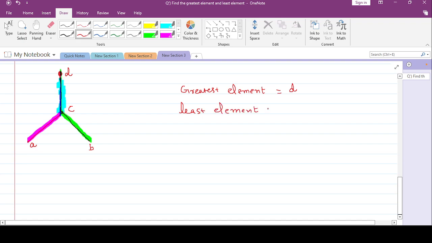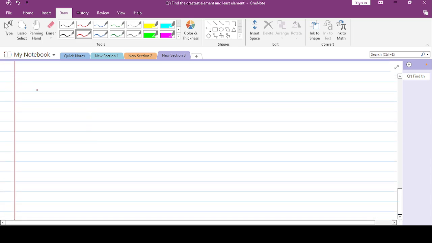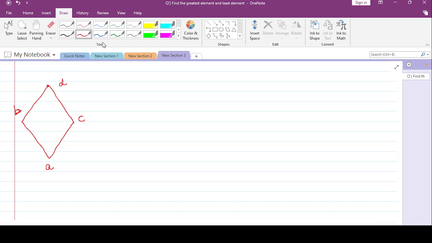Now least element. I told you in the beginning also that least element is always found at the bottom of the diagram. But you see that as A has no relation with B and B has no relation with A, so least element here does not exist. Okay. Now next problem we see. So the next question is that we have this diagram: D, B, C and A.